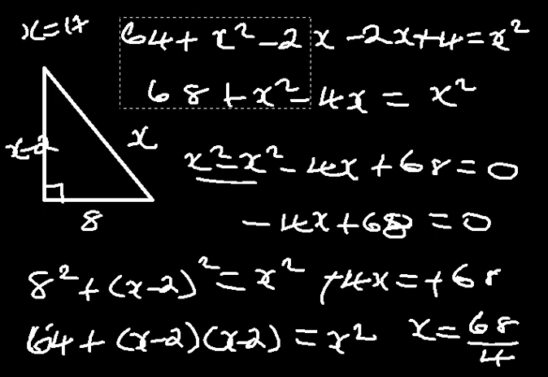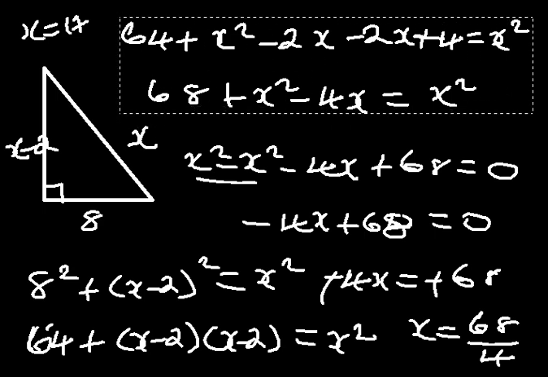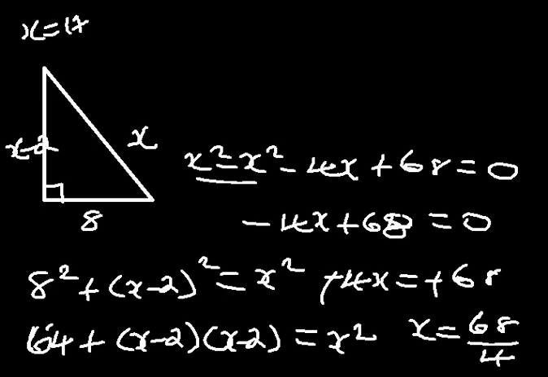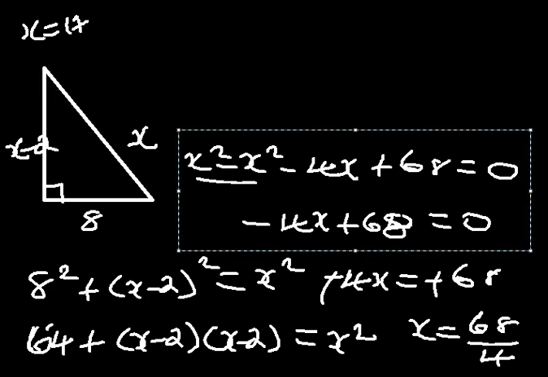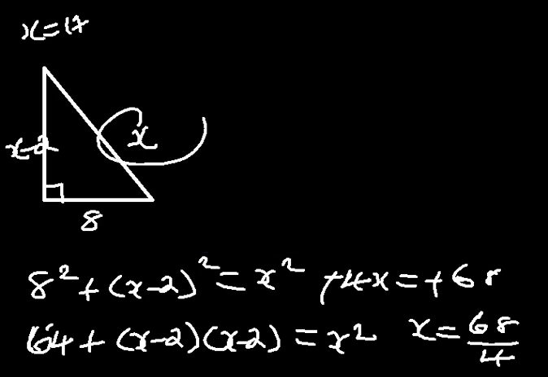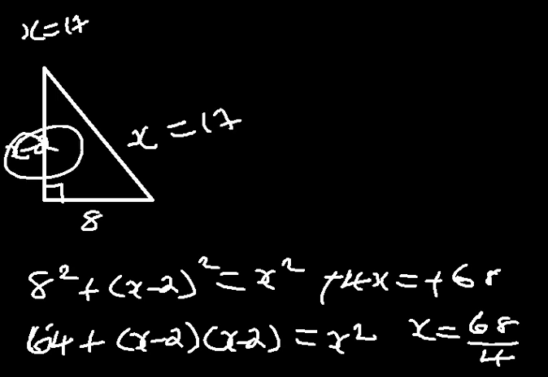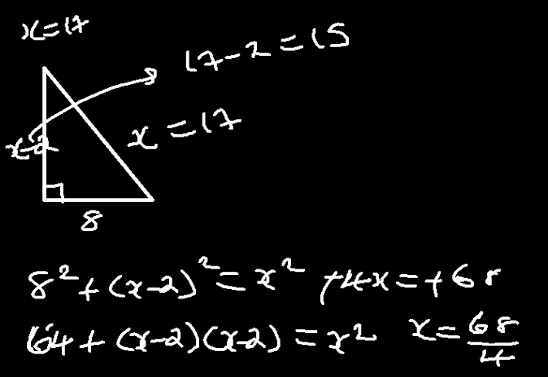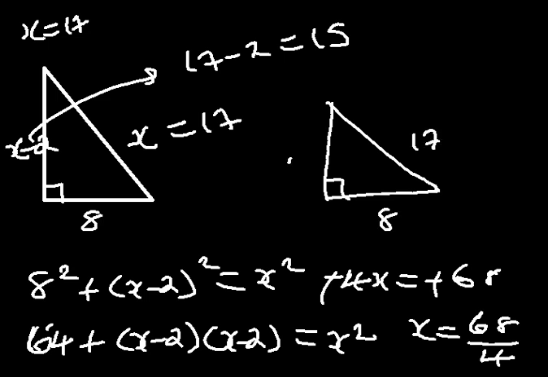So you should know that. Now if the value of x is equal to 17, what is the value of the hypotenuse? We'll have it as 17. And what is the value of that side? We'll have it as 17 minus 2, which is equal to 15. So which means the triangle is like this. We have 8, 17, and this is 15. That is according to the Pythagoras theorem.